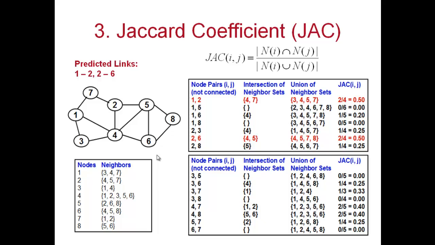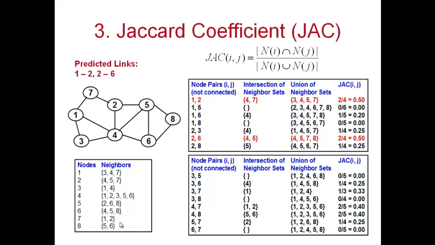Now 1 and 6. The intersection: 3 is not here, 4 is here, 7 is not here, so just 4. And then the union is 3, 4, 7, then 4 is already in the union, 5 is not here, 8 is not in the union. So 3, 4, 5, 7, 8. So then the ratio is going to be 1 over 5, which is 0.2.